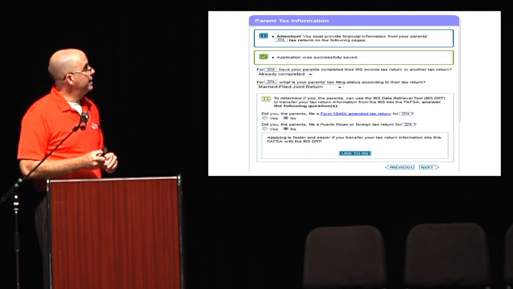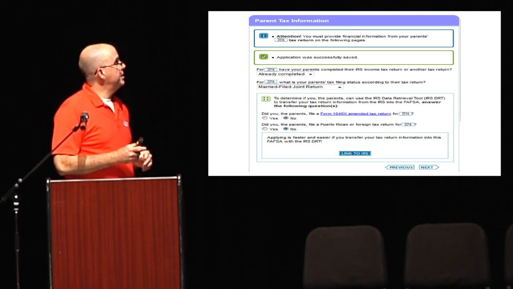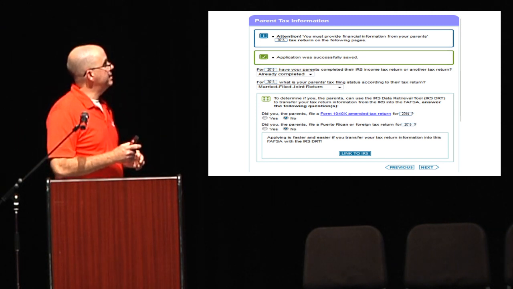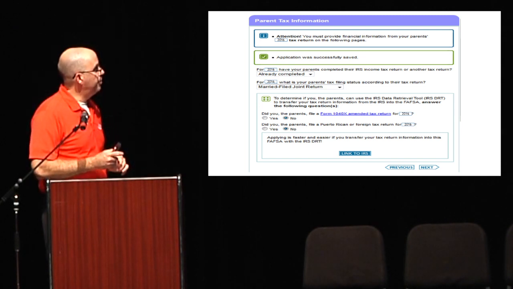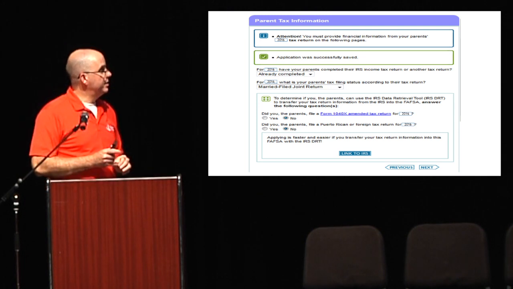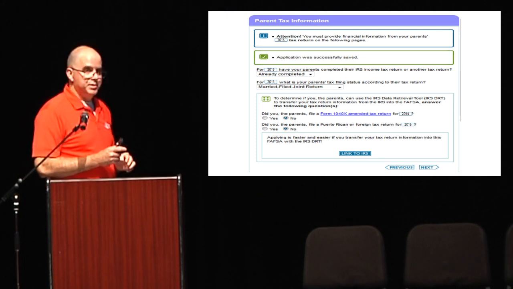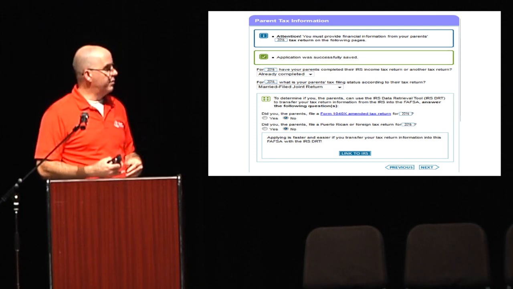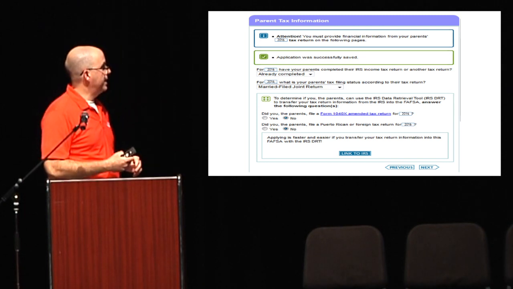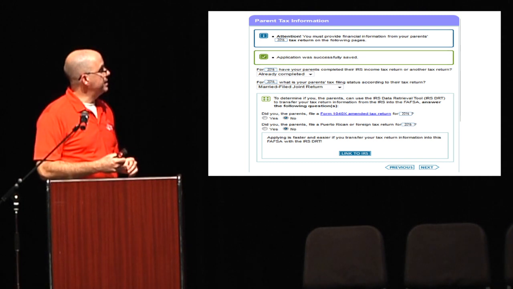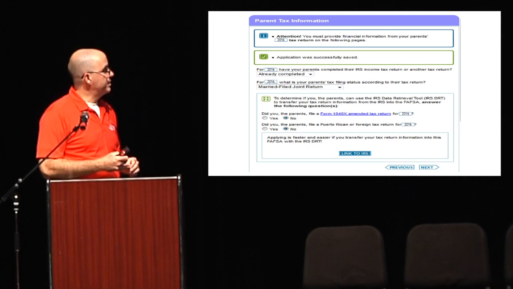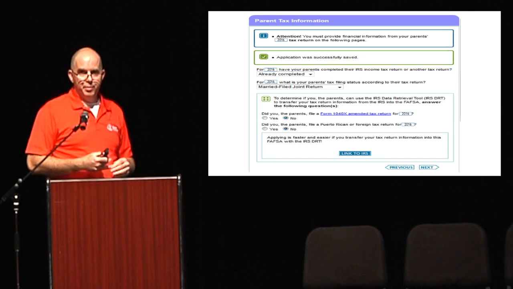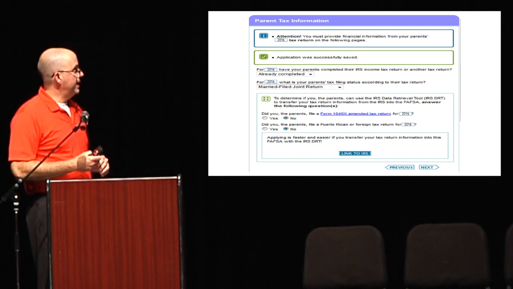Up at the top, it says, attention, you must provide financial information from your parents' 2016 tax return on the following pages. First question is for 2016, have your parents completed their IRS income tax return? Our answer is yes. The 2016 tax return filing season is already over. The parents should have already completed their tax return. For 2016, what is your parents' filing status for that tax return? Our answer would be married filing a joint tax return.